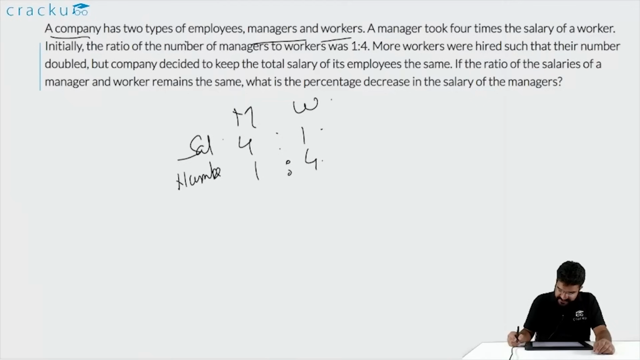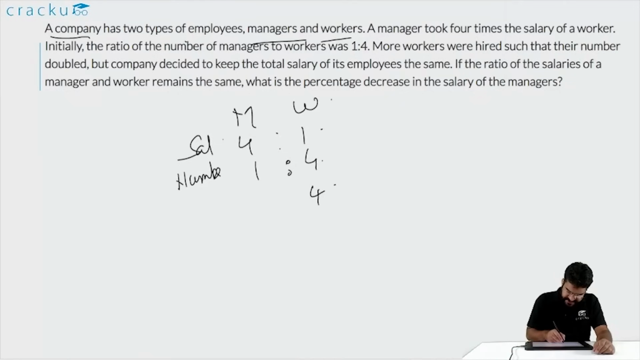More workers were hired such that their number doubled, but the company decided to keep the total salary of its employees the same. So after some point, their number doubled, so 4 more were added. If the ratio of the salaries of the manager and worker remained the same, what is the percentage decrease in the salary of the manager?